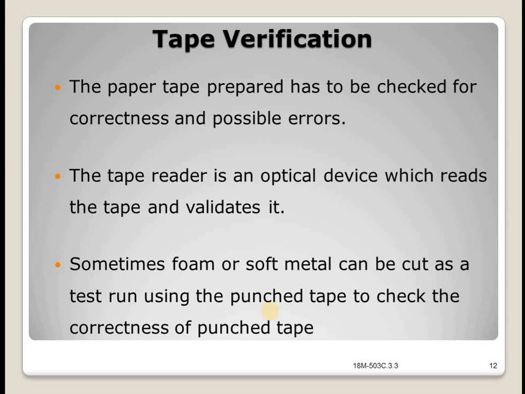So I'll explain once again about the tape verification. In this step, the punched tape is checked for accuracy. A foam or plastic material is used to make the part on a machine tool using this tape. Any error on the tape will result in the same error on the job. Then we have to modify the punched tape.